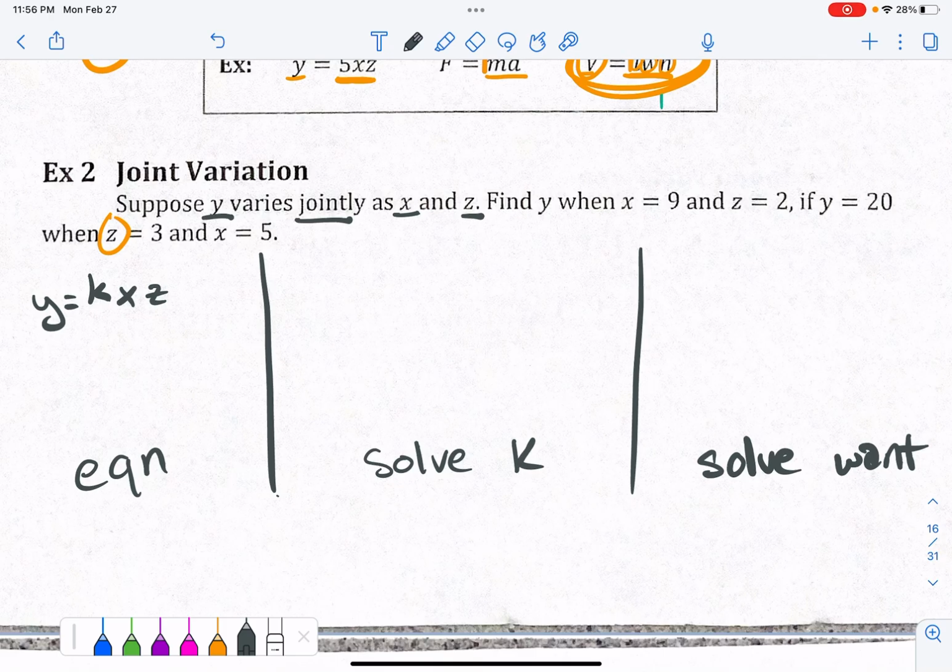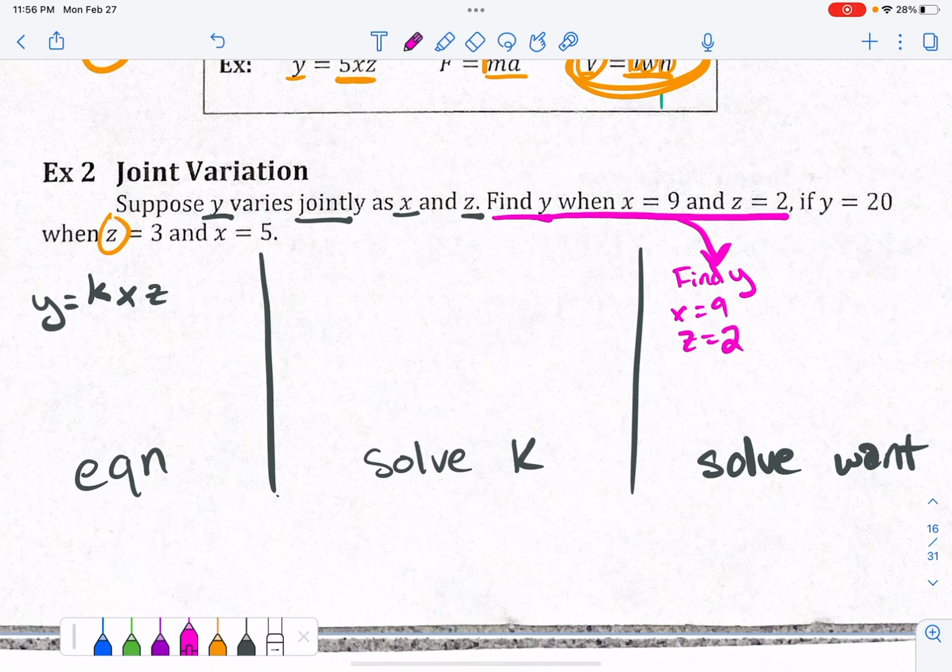Now, the way that they have this worded is they say find y when x is 9 and z is 2. That's solving what I want. So they're giving me stuff over here, so I'm going to put that in this little spot. Find y, x equals 9, z equals 2. I'm going to put that in this spot, and we're going to hold on to that until we have our k solved for.